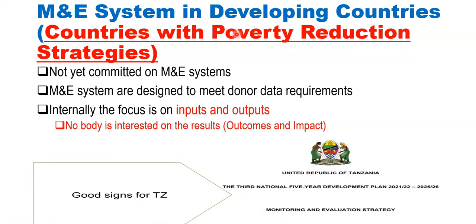So for the case of our government, we have a good sign because for the first time this year, we have come up with what we call the monitoring and evaluation strategy. At least it tries to show how the M&E issues should be addressed. We can now monitor and evaluate our 5 years development plan 3 through this strategy. At least it's a good indication.